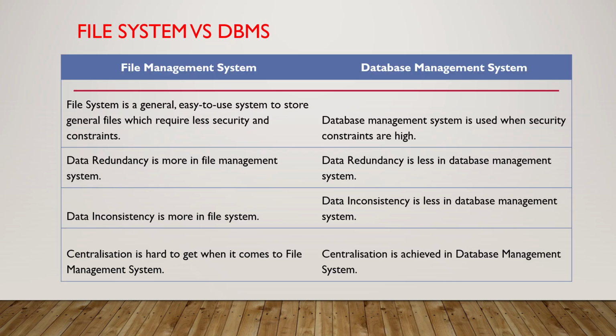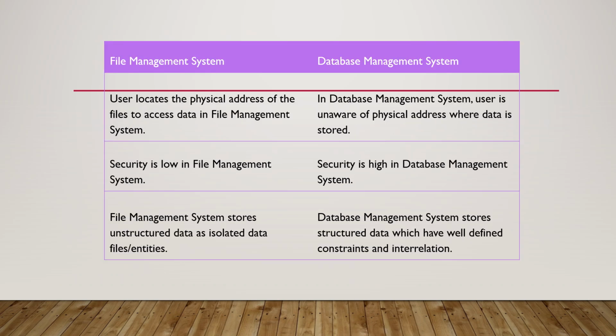And what is the difference between file system and DBMS? So file management system and DBMS. File system is general, and we can use the system in an easy way. We can store the general files which require less security and constraints, whereas DBMS is used for applications in which security constraints are high. Data redundancy is more in file management, and data redundancy is less in DBMS. Inconsistency is more in file system, inconsistency is less in DBMS. Centralization is hard to get in a file management system, and we can easily achieve this centralization in DBMS. So these are some differences between file management and DBMS.